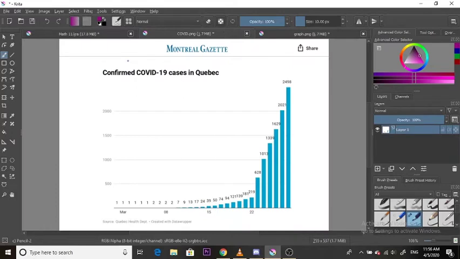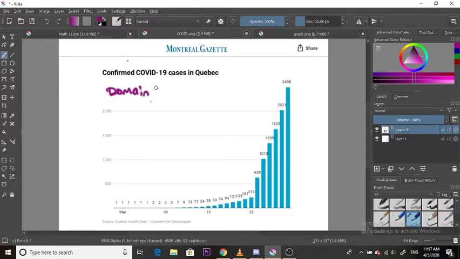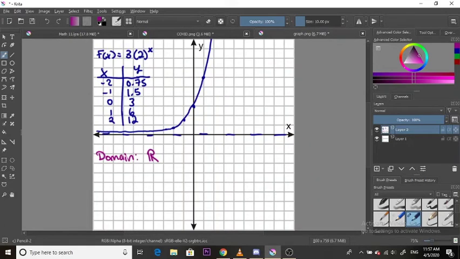Now, if we were looking at an example like this one here, my domain would be from March 1st to March 28th. That would be my domain for this particular one here. So it really depends on the data you have and the situation that you have. But most often in math, we're going to be dealing with all real numbers. Your range is limited though.